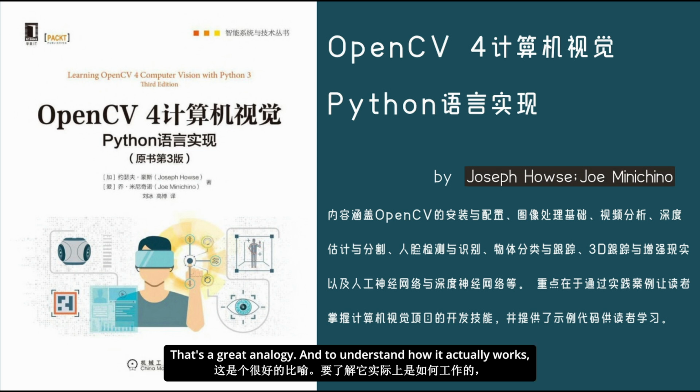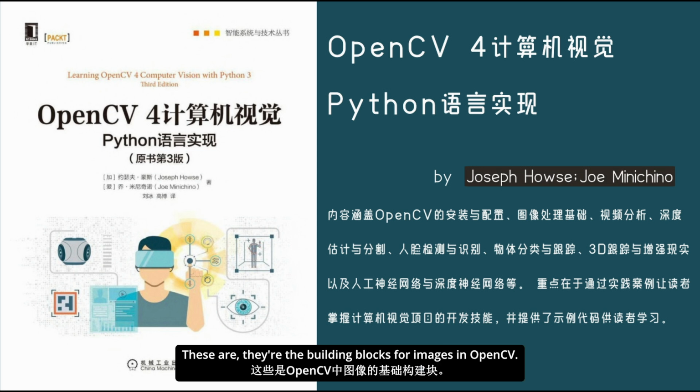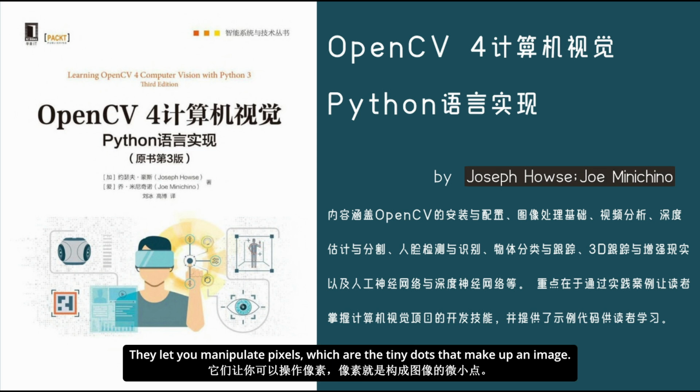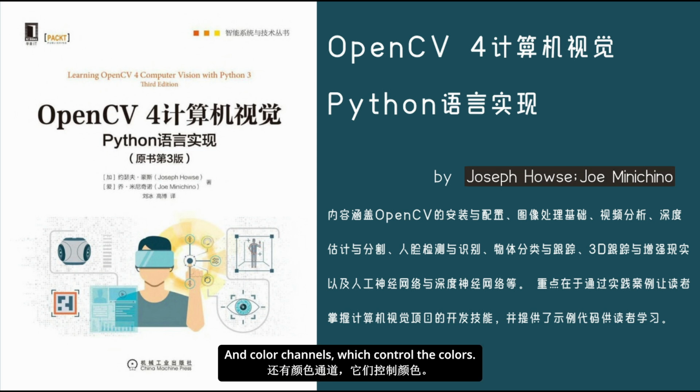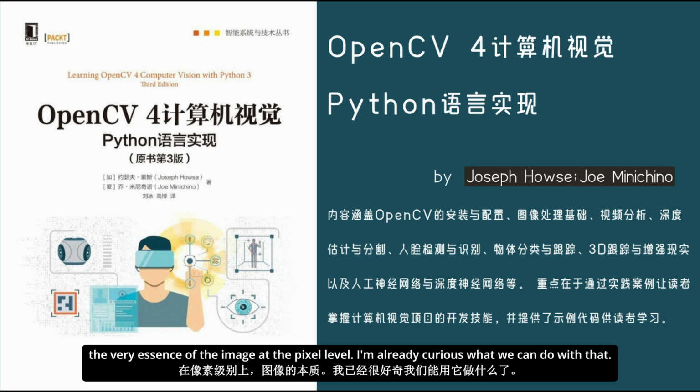That's a great analogy. And to understand how it actually works, we need to talk about NumPy arrays. They're the building blocks for images in OpenCV. They let you manipulate pixels, which are the tiny dots that make up an image. And color channels, which control the colors. So it's like having this digital set of tools that lets you tweak the very essence of the image at the pixel level. I'm already curious what we can do with that.